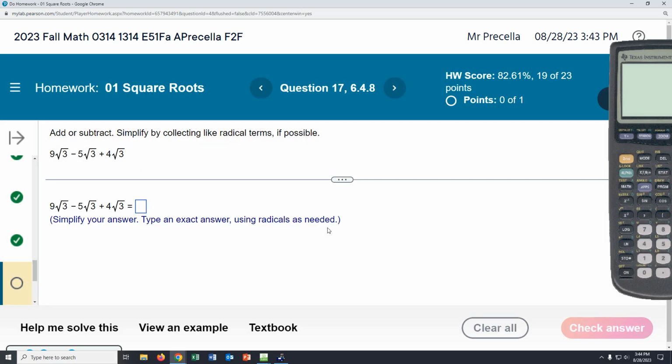Oh, now we better write this one down. Yeah, okay, this is number 9 square root of 3 minus 5 square root of 3 plus 4 square root of 3. 9 square root of 3 minus 5 square root of 3 plus 4 square root of 3.